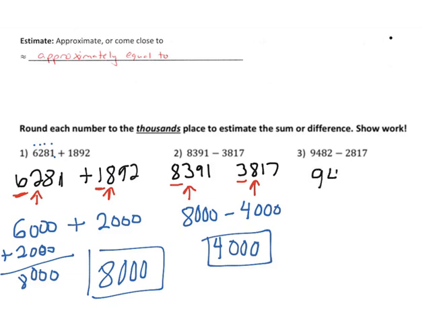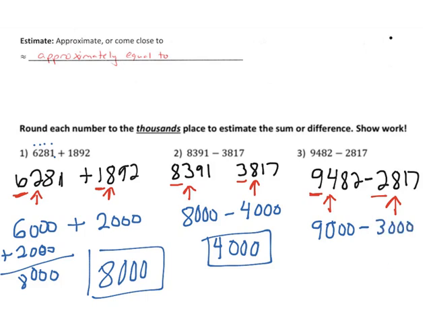Question 3, 9,482 minus 2,817. I'm going to underline my thousands and arrow the one to the right. All right, get ready to write. The 4 says that the 9 stays the same, so this is going to be 9,000, minus. The 8 says 2 goes up, 3,000. We know that it's going to end in 0, 0, 0. 9 minus 3 is 6. So we're going to have 6,000 for our last answer. Pretty straightforward. Hopefully this makes sense.